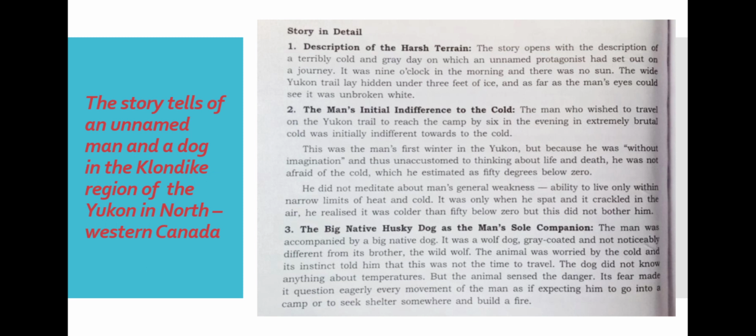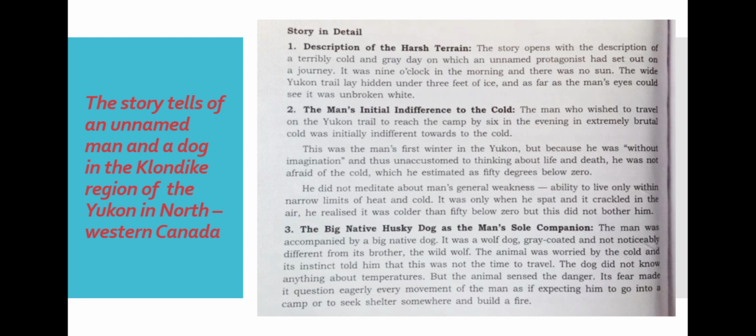The man's only companion in the Yukon wilderness was a dog. Okay, who was the man's only companion? It was a dog, a big native husky. The dog was guided by its instinct and realized that no one should be out in such tremendous cold. Look, the man did not realize that it was so cold and that we should not go there. But the dog realized that one should not go out in such a tremendous cold.